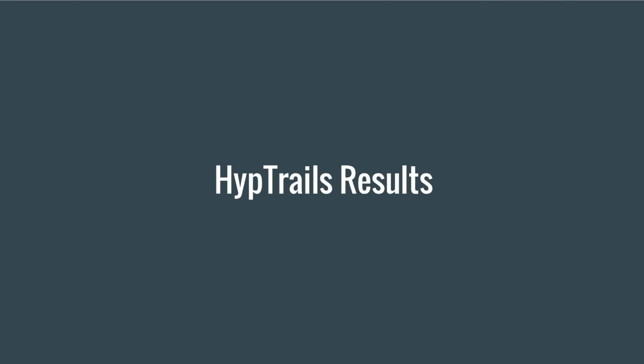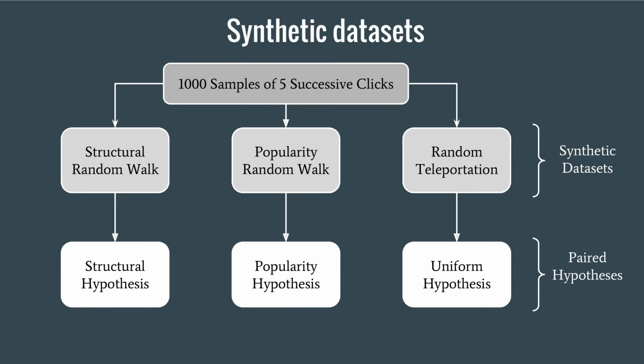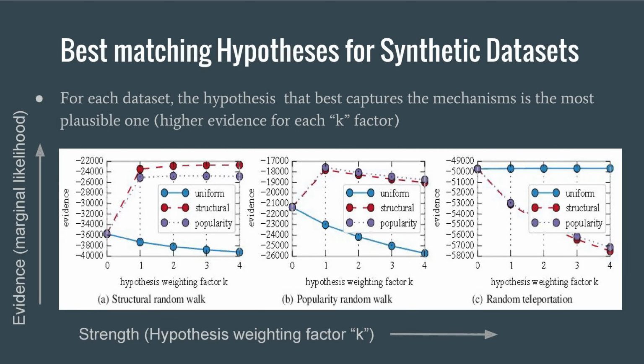Authors performed experiments using synthetic and empirical datasets. Now, let's look at the results. For synthetic dataset construction based on three different criteria, authors work on 1,000 samples, each of 5 successive clicks. HypTrails ranks the hypothesis that best captures the hidden mechanisms as the most likely one. We cross-link the different datasets with different assumptions and apply the model to find the best result.